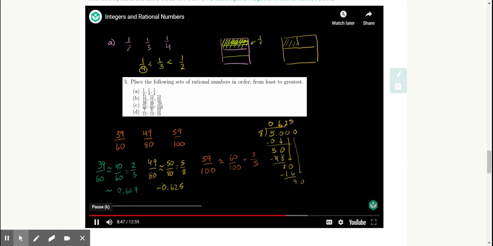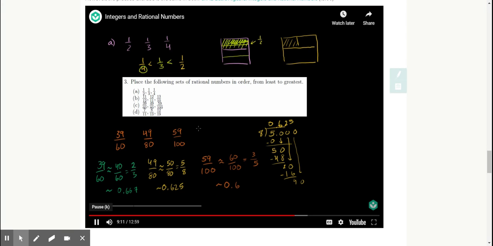0.625. Not exactly. It's a little bit less than this. This is a little bit less than that. And 3/5 is pretty straightforward. 3/5 is the same thing as 6/10, which is approximately equal to 0.6. So this is a little bit less than 0.6. This is a little bit less than 0.625. This is a little bit less than 0.667. So if you put them in order, this is the smallest, then this one, then that one.